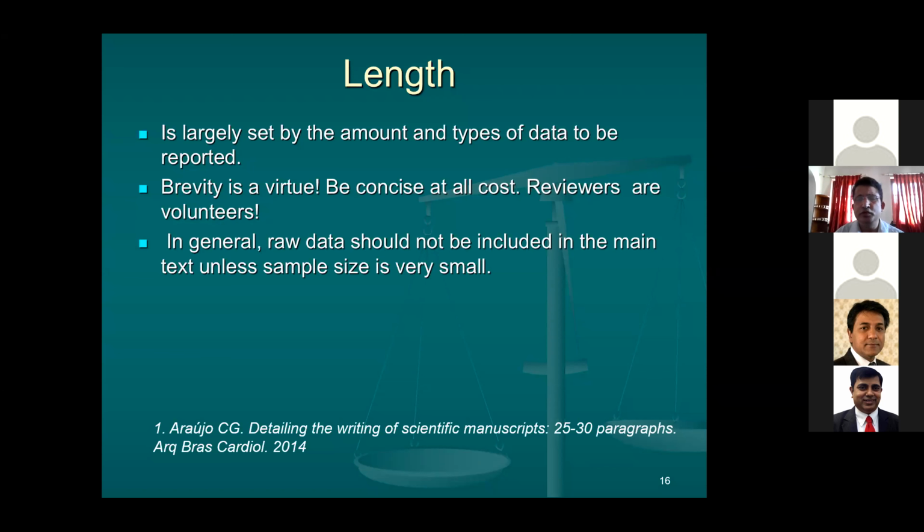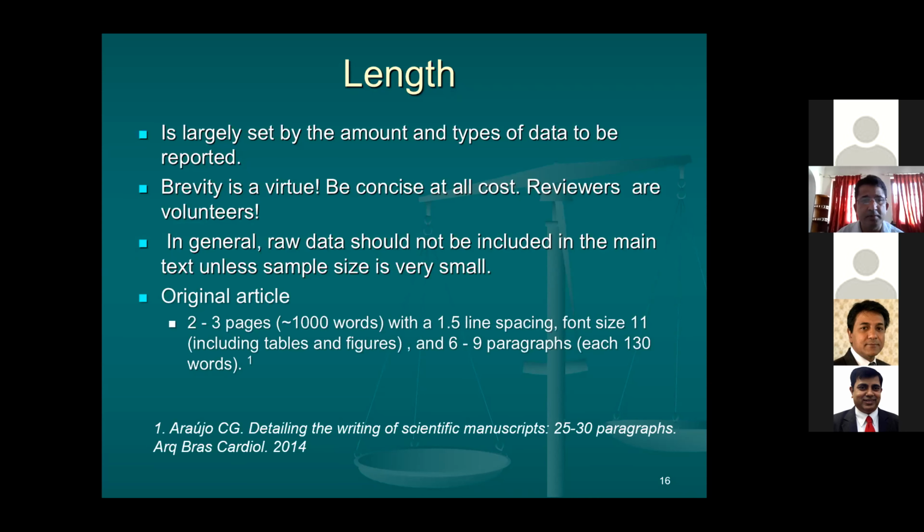For example, if we are reporting on a very rare disease of 10 cases, then probably it will be nice to include all those 10 cases. But if you are reviewing a paper including 100 patients, then you should not include all 100 patients there. So don't use raw data.